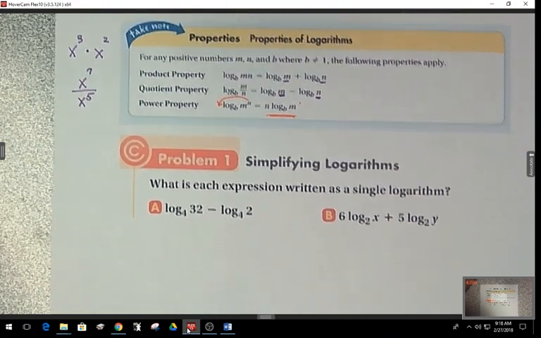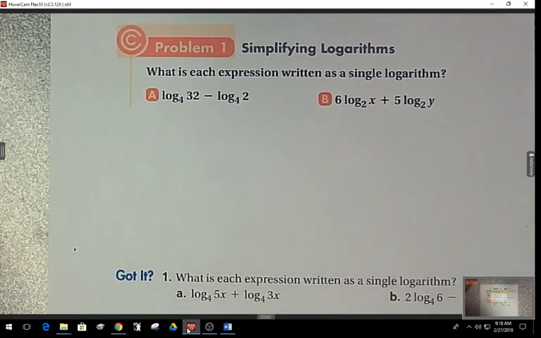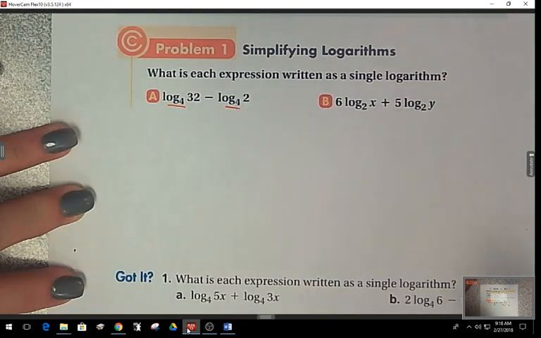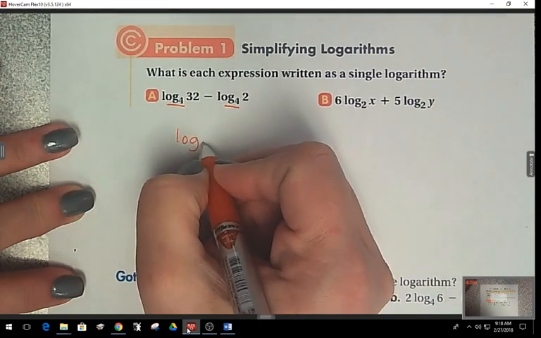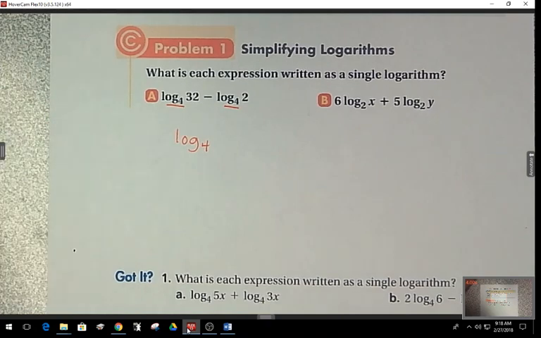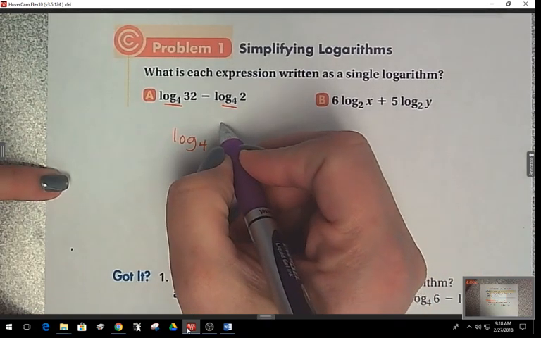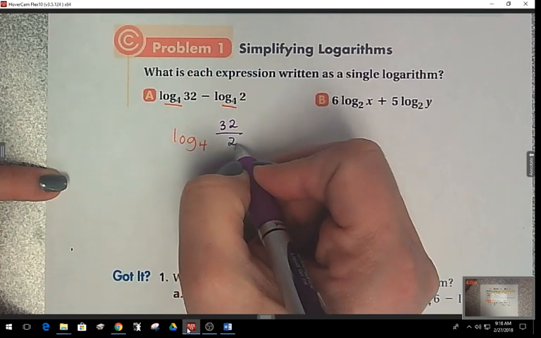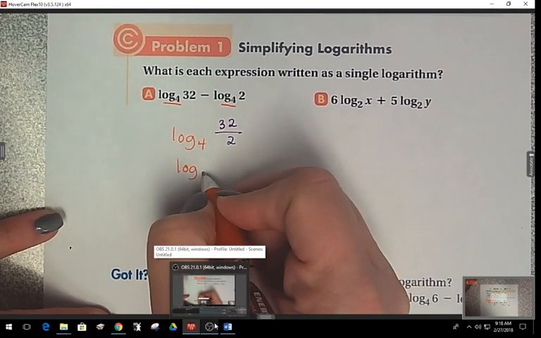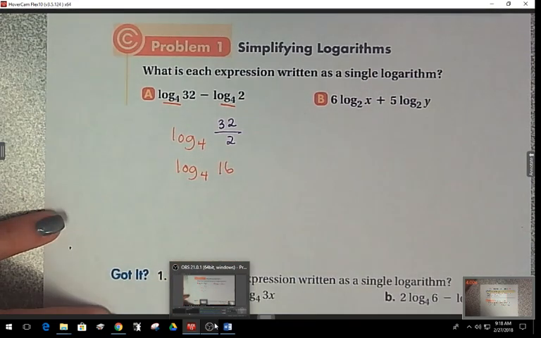So now, let's take a look at problem 1. It says simplifying logarithms. What is each expression written as a single logarithm? So if you'll notice, both of these are log base 4. So when I put them together as a single logarithm, it's going to be log base 4. But now, because this is a subtraction problem, when I put these together, I'm going to have the first number over the second number. Then I need to simplify this. So that's the log base 4 of 16.